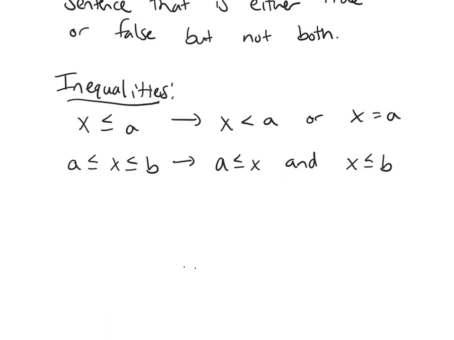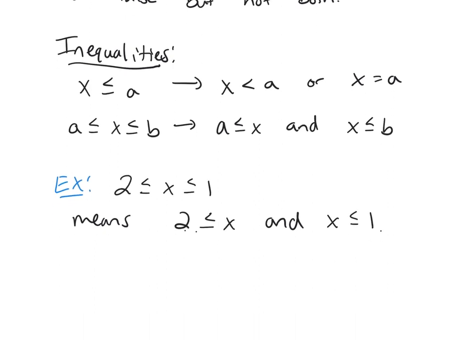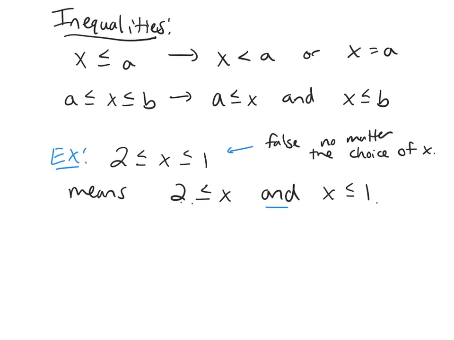So let's look at an example. Let's say I'm looking at 2 is less than or equal to x is less than or equal to 1. What does this mean? This means 2 is less than or equal to x and x is less than or equal to 1. So here we have the and quantifier between these. So you need a number, x, to be a number that's greater than or equal to 2, but also less than or equal to 1. And this statement here is false no matter the choice of x. For any number you pick, it can't be greater than or equal to 2 and simultaneously less than or equal to 1.